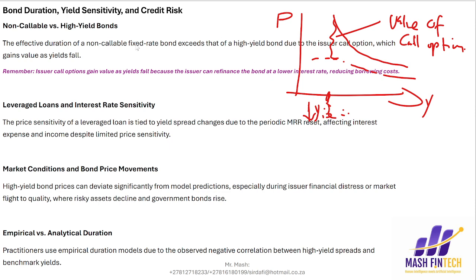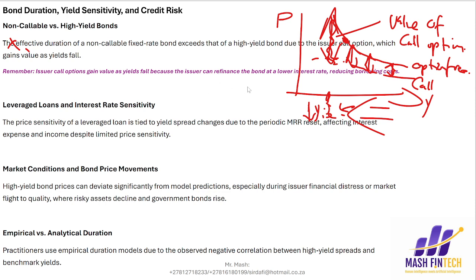Okay, and because of that, the effective duration of the non-callable, this one, is going to exceed that of the high yield bond. All right. Because the high yield bond has a call on it, and this one has no option on it, it's option free. So this is important. Remember, issuer call options gain value as yields fall. This distance continues to increase as the interest rate is falling in this direction, because the issuer can refinance the bond at a lower interest rate, reducing borrowing cost.